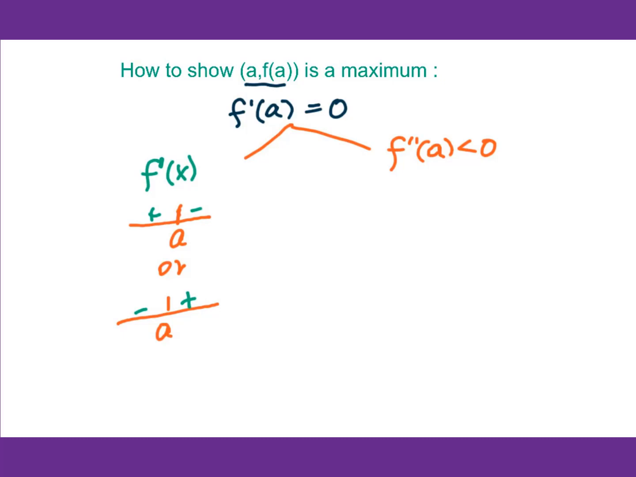In other words, when you show a point is a maximum, we prefer this. So you get the first derivative equal to 0 and the second derivative less than 0. Then you show this point is a maximum point.